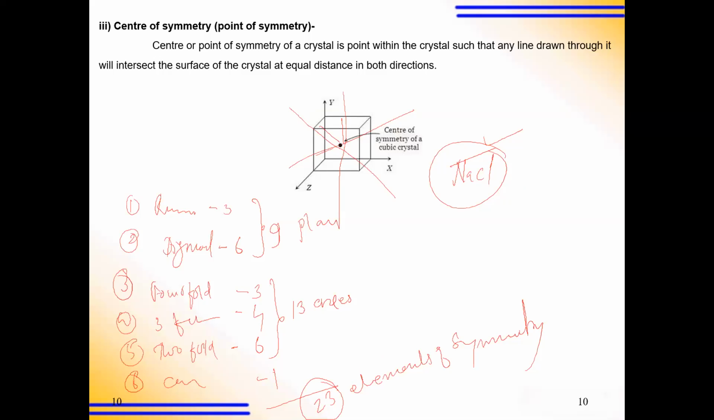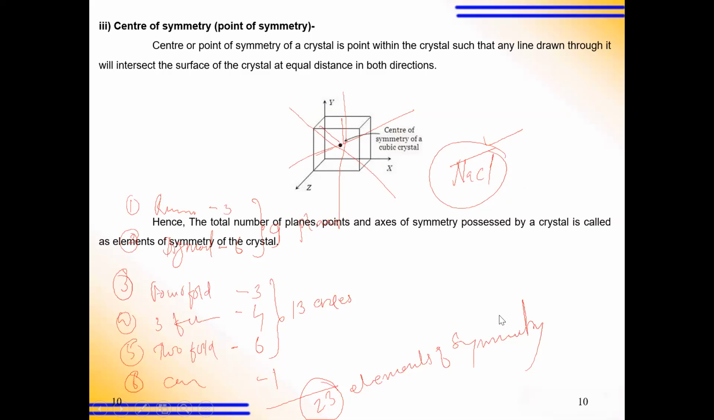So if you consider copper sulfate and hydrated copper sulfate, there is no element of symmetry. असं असेल तर त्याला काही नसतं. Calcium chloride has them, zinc sulfate has them. So in this way we can define the crystals with the help of elements of symmetry, right? Hence the total number of planes of symmetry, points of symmetry, or axes of symmetry possessed by a crystal is called the elements of symmetry.